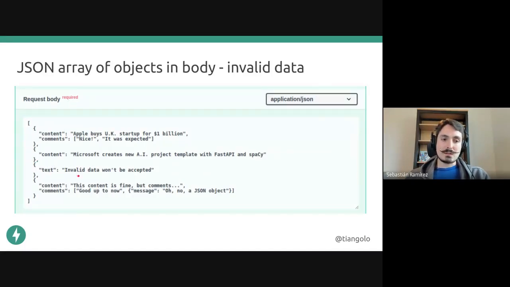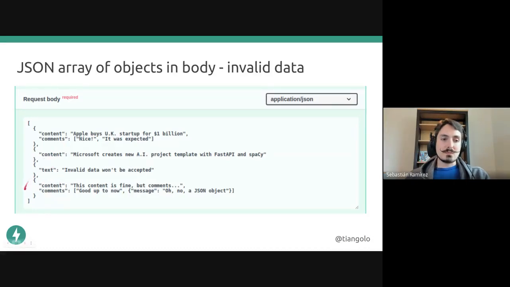But now let's check this one. This has a text, which is a string, but this doesn't have the content that we declared that we were going to receive. We are expecting a key called content, but this one is called text. So this one doesn't have the required content key.